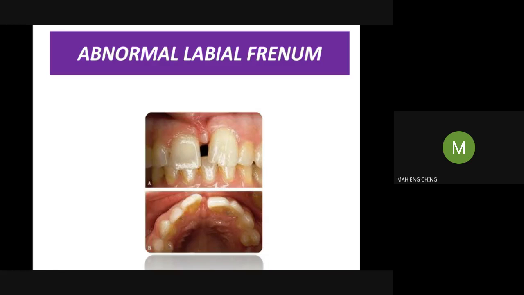Labial frenum can be a tricky one. Because the labial frenum always sits a bit lower at a younger age, then it moves upward when you get a bit older. So when you see a low frenum attachment in a mixed dentition, you don't have to do any treatment too early. You wait until the permanent canine comes down. If this frenum is still persistent, then maybe you will consider repositioning this frenum a bit higher and closing the gap with fixed braces.